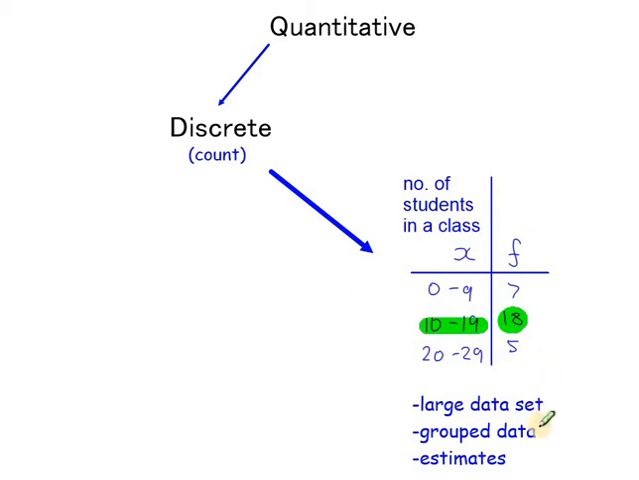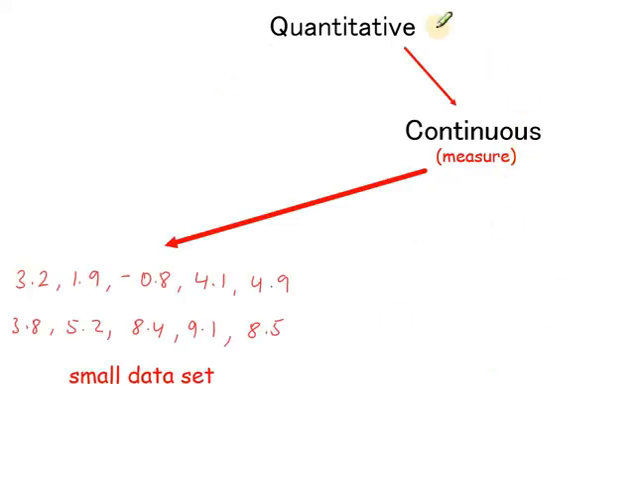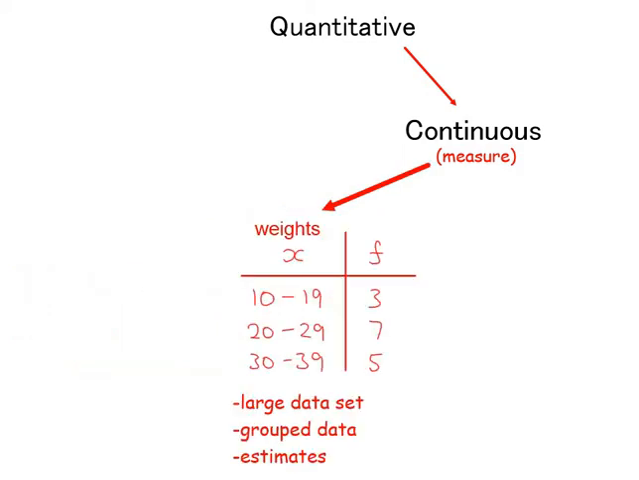And because the data is grouped, we calculate estimates. We don't have the original raw data for the number of students in each class. Quantitative continuous data: a small data set. Large amounts of continuous data is best placed into a grouped frequency table. Any calculations you do using grouped data lead to estimates.